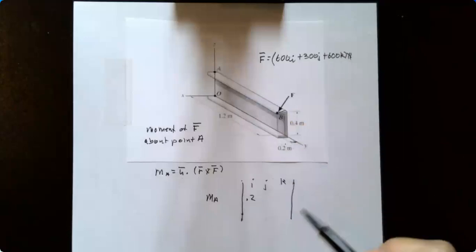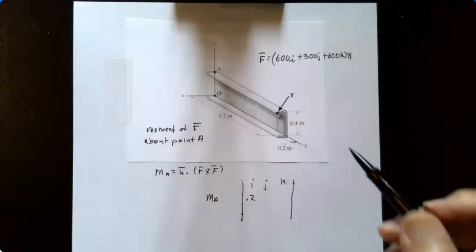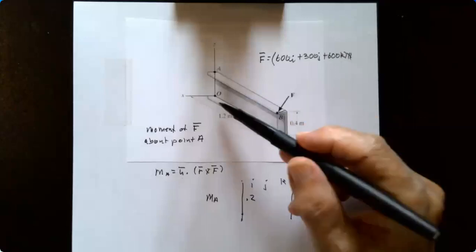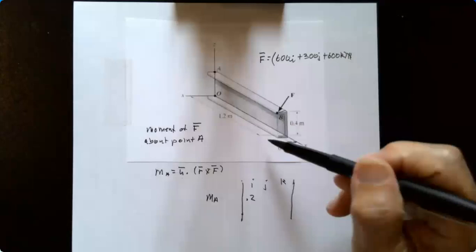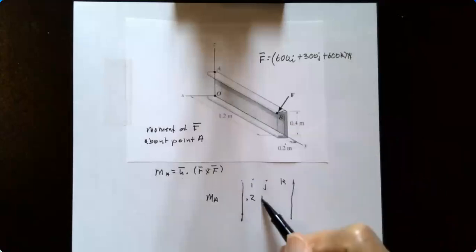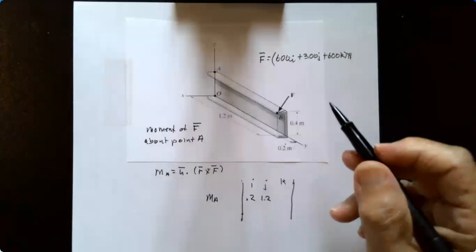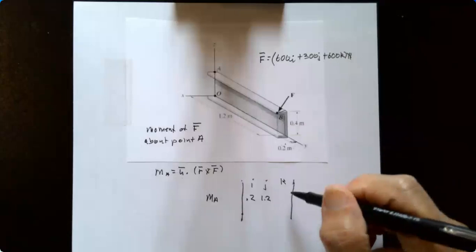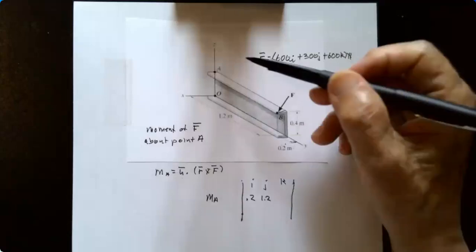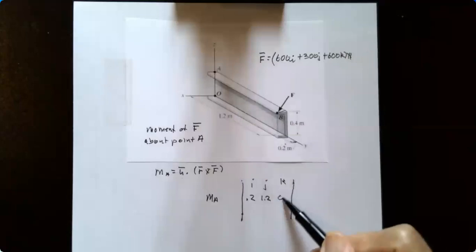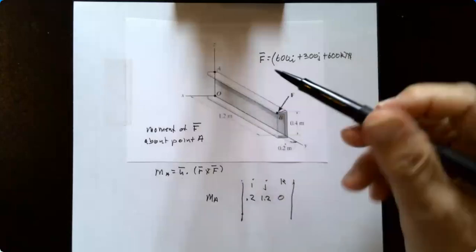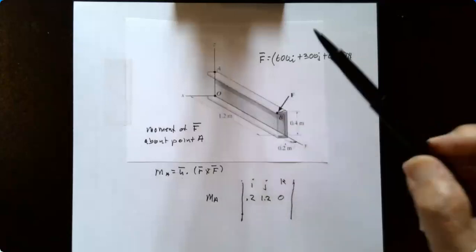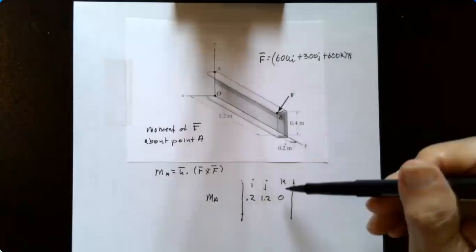The J component, which is the Y direction, is going to be the 1.2 meters. And for the K component, it's 0. A and B are both on the same plane. They're on the top of the beam. So this is the same plane, so there's no K component, it's a 0.